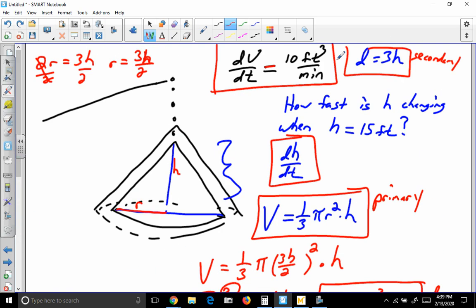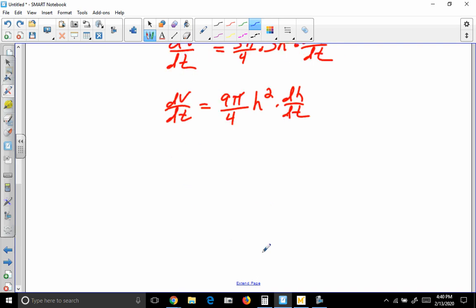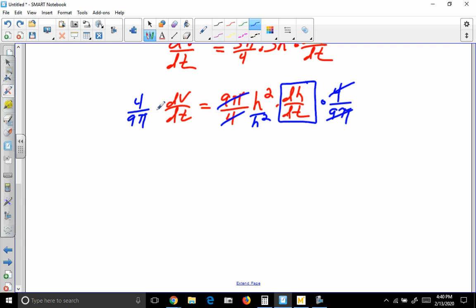So we're given dV/dt, we're looking for dh/dt. Let's solve our formula for dh/dt. Last time we just plugged in values and solved for each different value, but this time let's isolate what we're trying to find. So if we want to get the coefficient to the other side, we would multiply by 4 and divide by 9 pi on both sides. So those cancel and those cancel. To get rid of h squared, we would divide both sides by h squared.